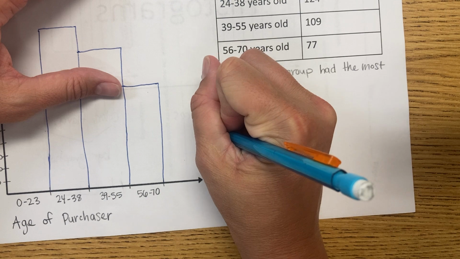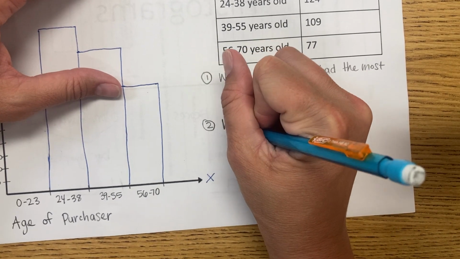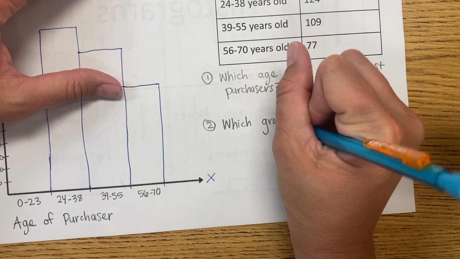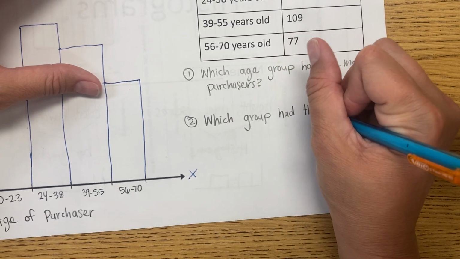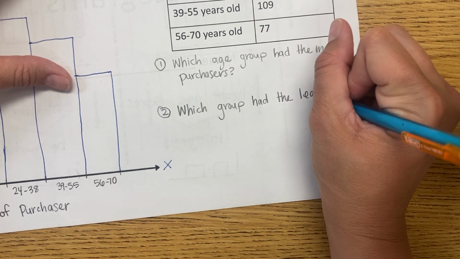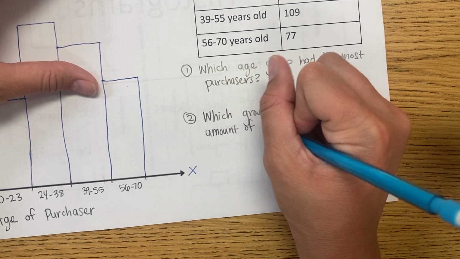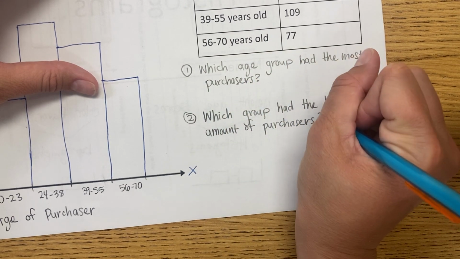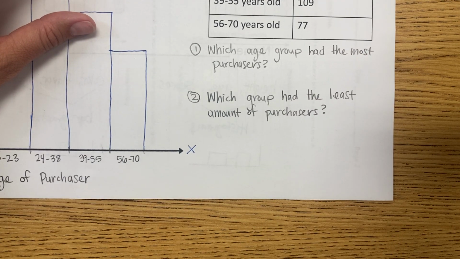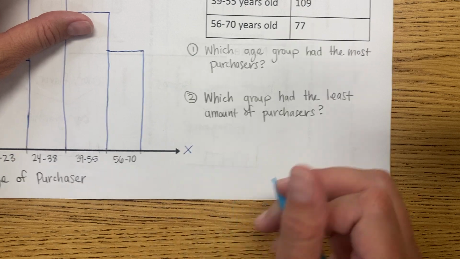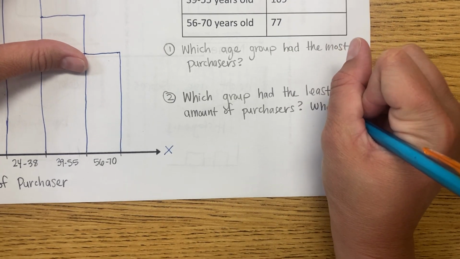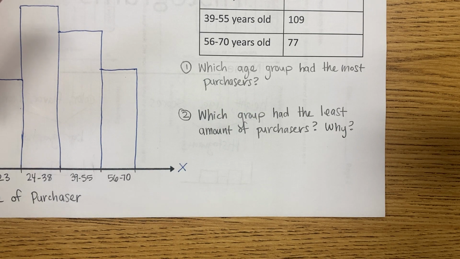Question 2. Which group had the least amount of purchasers? And then to follow up question 2, I want you to answer the question, why? Okay, pause your video. You can set a timer for a couple of minutes and give people time to answer the questions. You can have a discussion as a group. When you're ready, go ahead and start the video again.